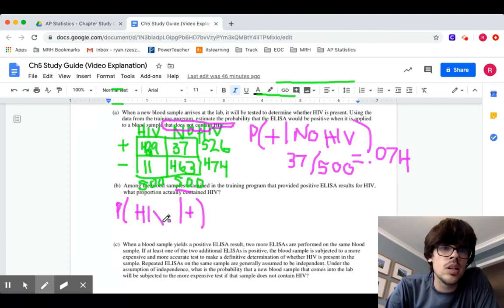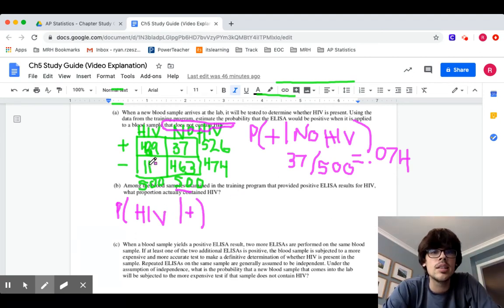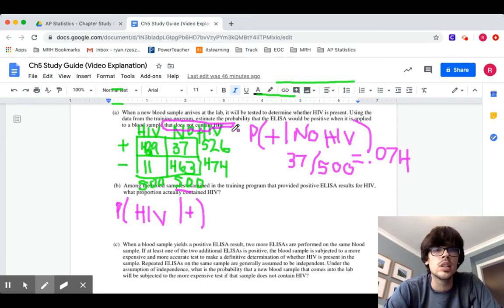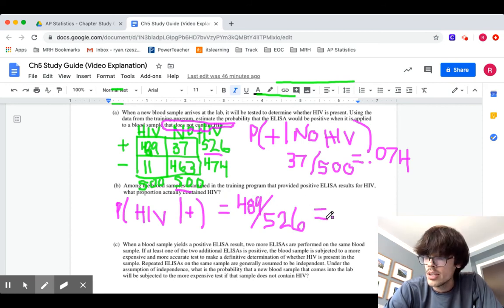So still no need for crazy formulas. When you have a table, you just cover up what you're not caring about. I need to cover up this bottom row right here, the negatives. Only look at the positives. So I'm out of 526 for this problem. That's the number of total positive tests. And then I have 489 that actually have HIV. So I have 489 HIV out of the positive tests. And if you divide those out, you should end up getting 0.930.